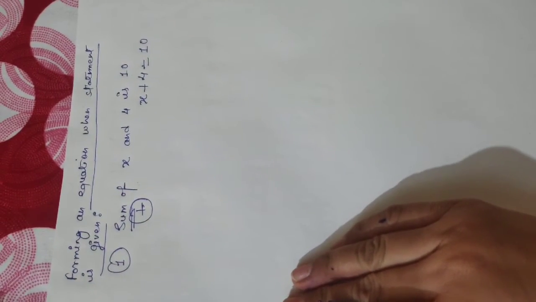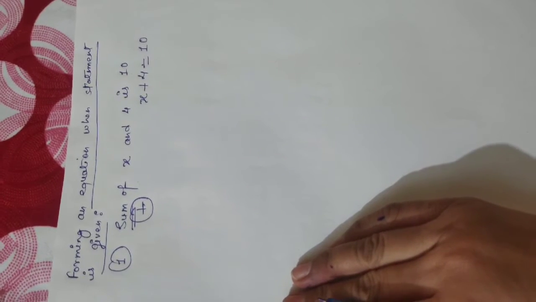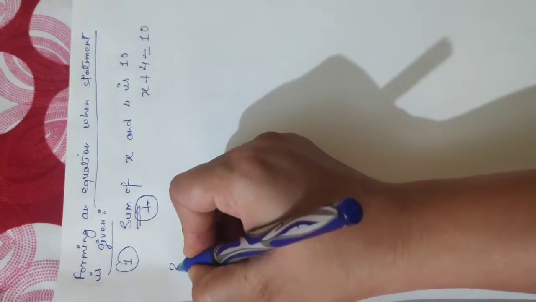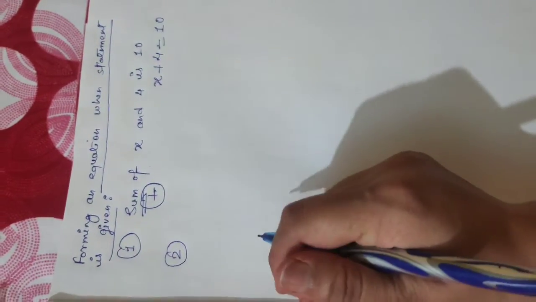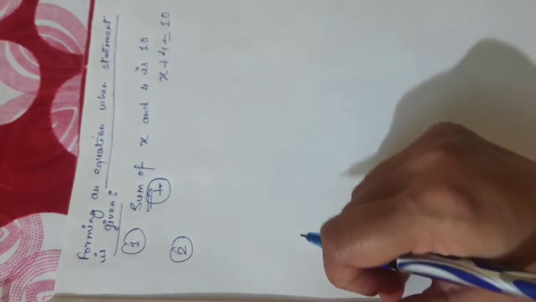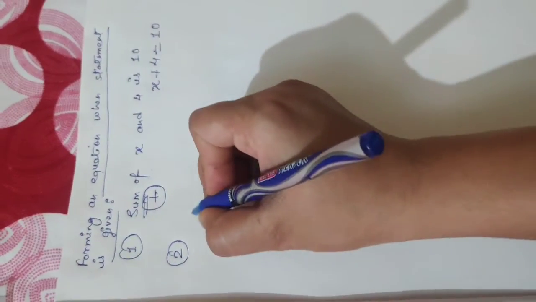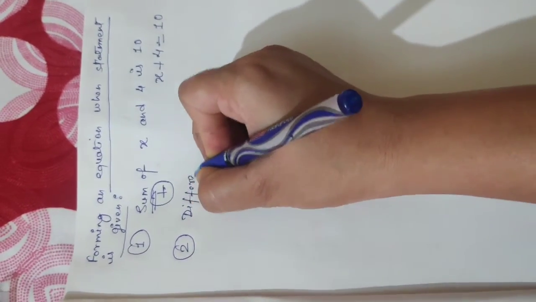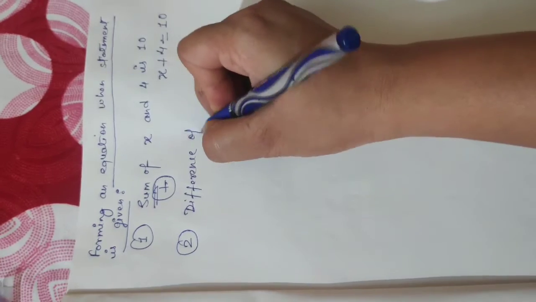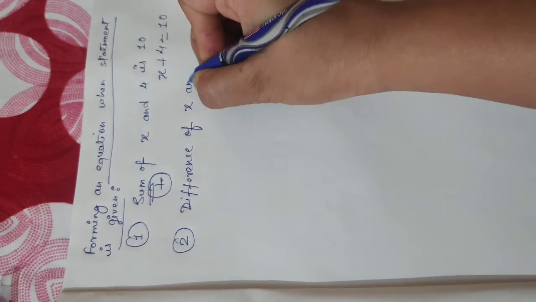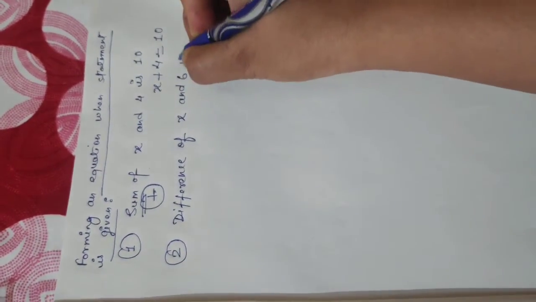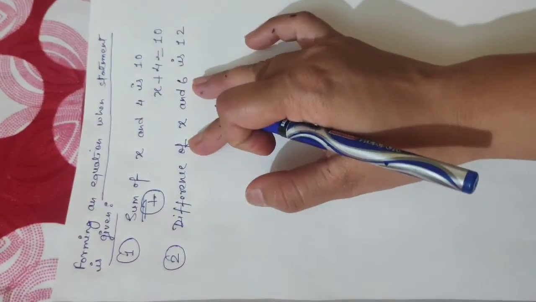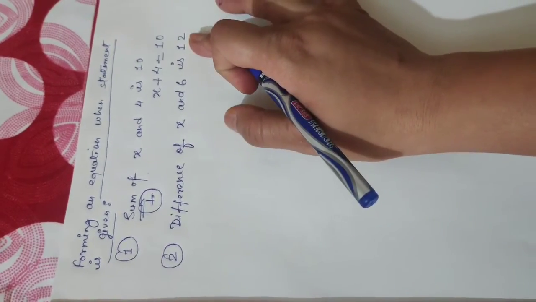Okay, this is the very simple form of framing of the equation when the statement is given of this type. Now take another example when the statement is like after sum. We will see the example of difference. Difference means, you know very well, when the difference of x and 6 is 12. Fine. There are two numbers whose difference is 12.